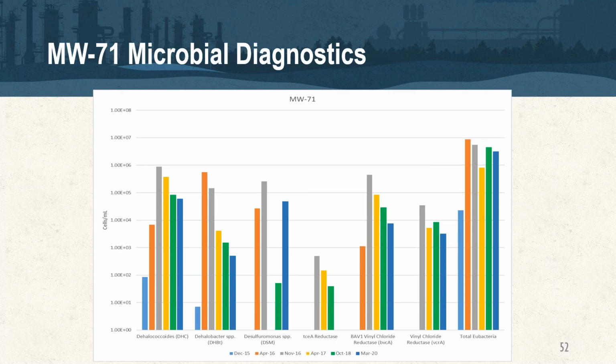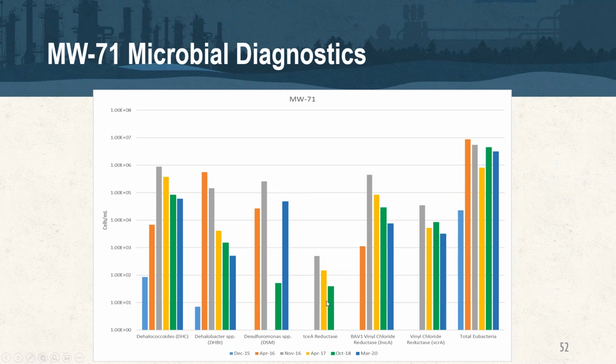On this site, they've been monitoring really since the beginning. December of 15 was baseline samples, and you can see that in this light blue. It's a really low population, 1 times 10 to the 2 cells per mL for DCE, and ideally you're up in this 10 to the 4 range, which we've been able to sustain since we did the application.